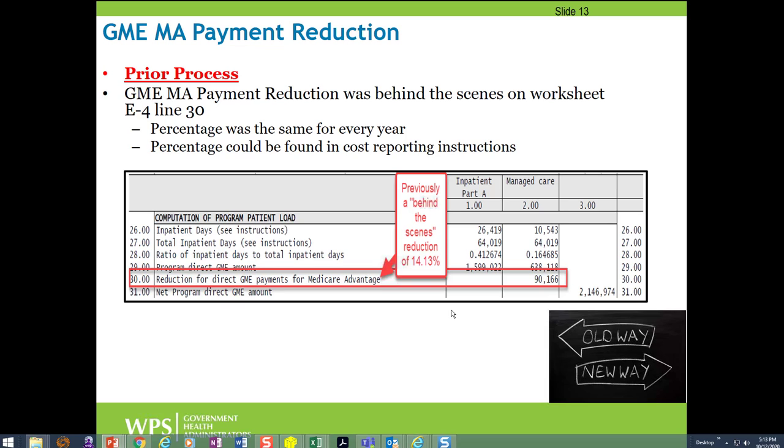So now let's go into some more detail about how this shows up on the cost report and how we're going to calculate this. So let's start with the easy one, the GME Medicare Advantage payment reduction. The prior process for this was that the payment reduction was behind the scenes on worksheet E-4, line 30. So you would have your actual GME amount. You'd go through all the calculations to get your GME amount. And then there would be a reduction on line 30 of E-4 for those Medicare Advantage patients. In other words, what percentage was this going to be reduced? And notice there is no actual percentage listed here. It was in the instructions. It was a 14.13% reduction, no matter what year it was, and that was found in that original change request that we talked about. So this was the prior process.